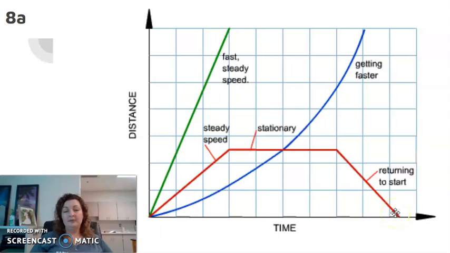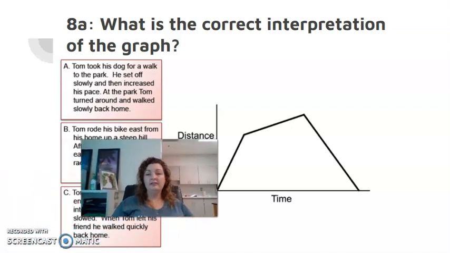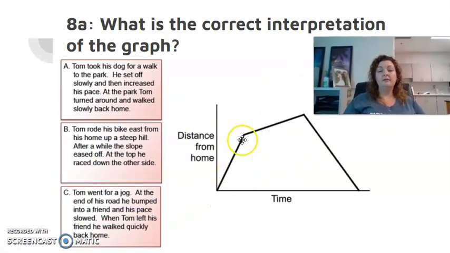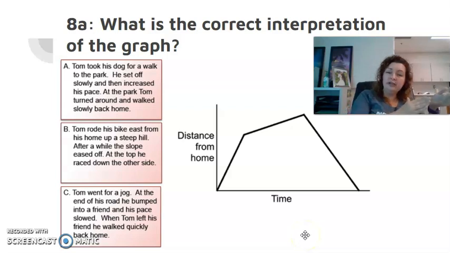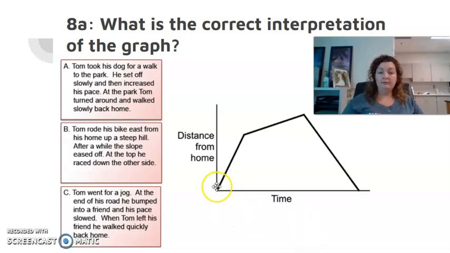So I want you to look at this on your sheet, and let's see if we can figure this out together. We have a graph that looks somewhat like what we just looked at, a little bit different, and we have these 3 scenarios, and we have to determine which story matches our graph, right? So let's look at A. It says, Tom took his dog for a walk to the park. Well, if I'm starting right here and I took my dog for a walk, there should be a line that looks something like this. It's going to be a very shallow slope, okay, because it's slow.